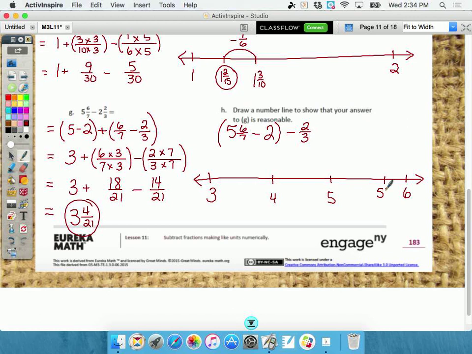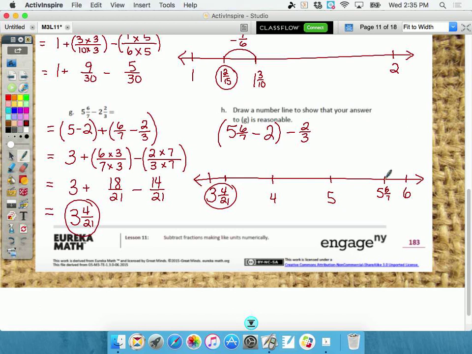So 5 and 6/7. And what's the answer? 3 and 4/21. What would half be? 10 and a half, right? So I'm less than that. What would a fourth be? Well, let's just know that we're less than half here. About 4 21sts. Go ahead and circle that. That's where we'll end. So we'll do 5 and 6/7 minus 2.